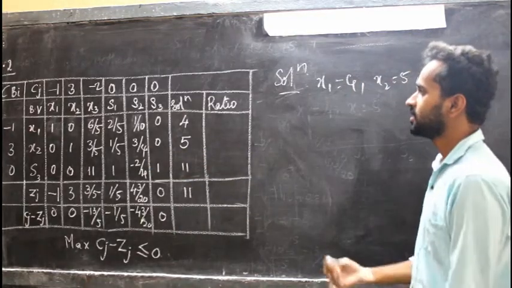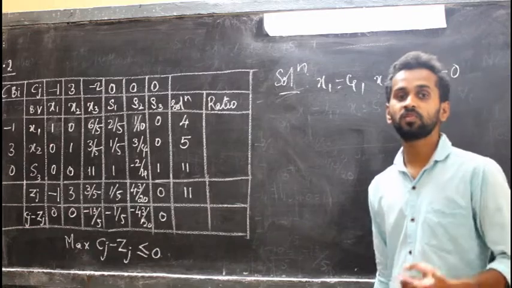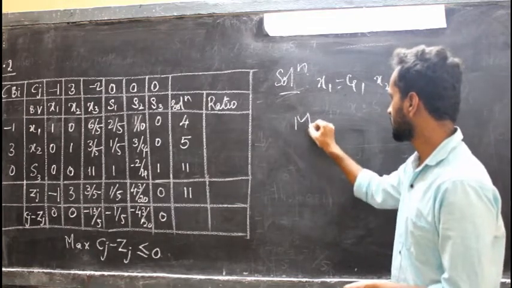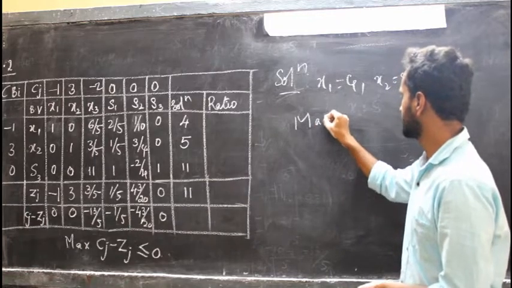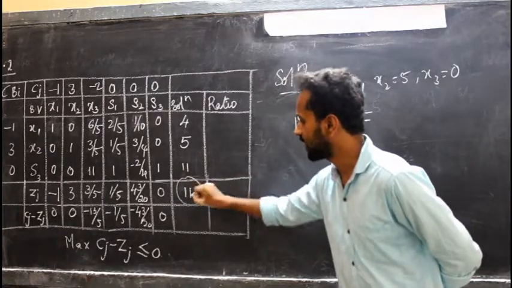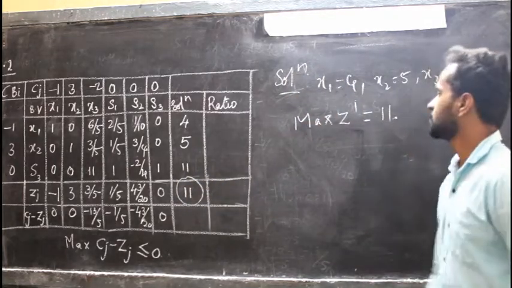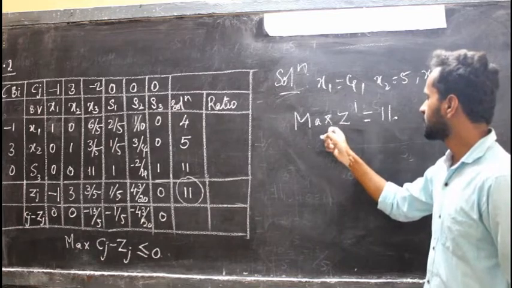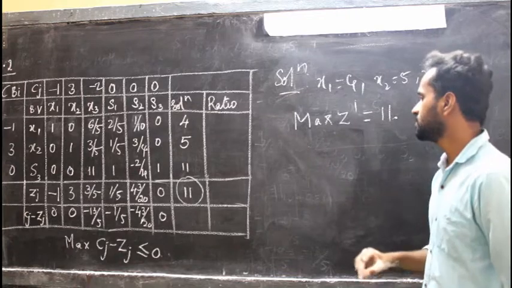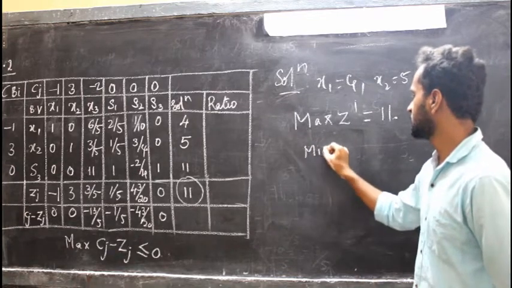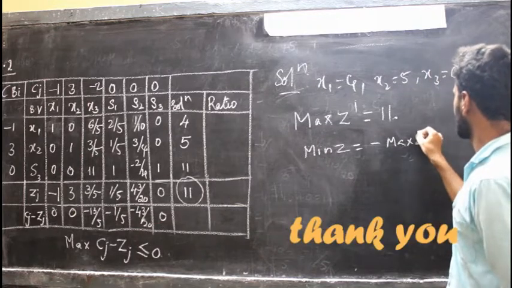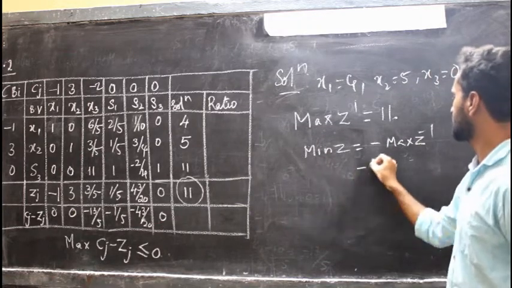So now how to find the minimization? We need to recall what the problem is. Minimization of z, right? We converted it to maximize z, right? So now the solution can be written as maximum z dash equal to, this is the Zj we need to find. The 11 is your maximum z. The answer is, we should multiply the obtained answer by negative to get back your minimum z. So minimum z equal to minus of maximum z dash. Is it clear? That becomes minus of 11.